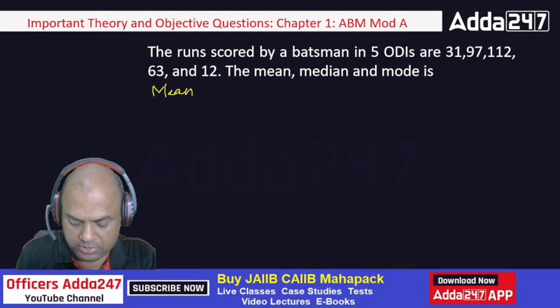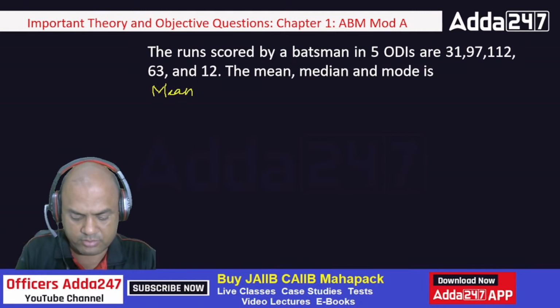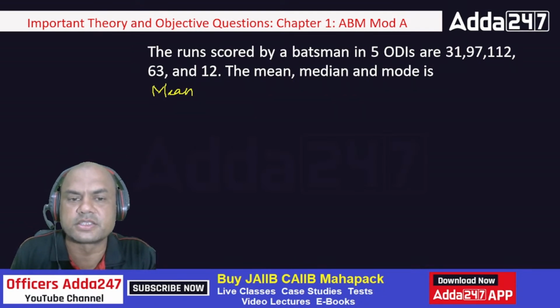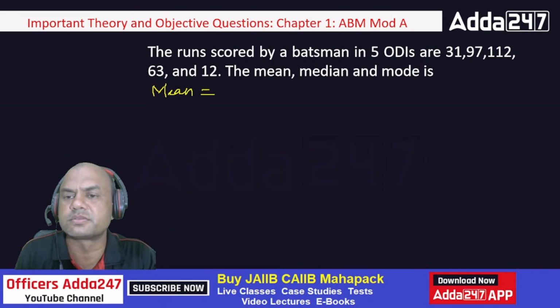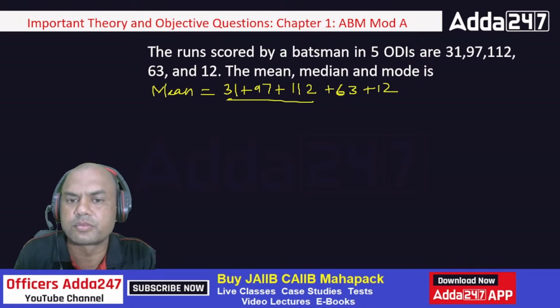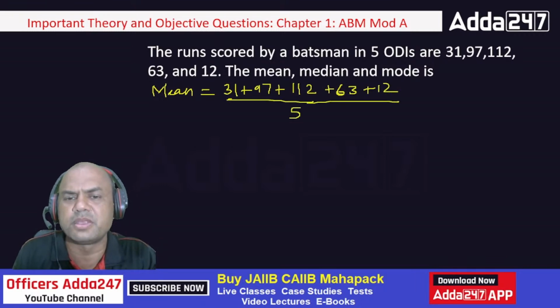How to solve this for mean? See this. In mean, what do we do? Mean equals addition of all the numbers: 31 plus 97 plus 112 plus 63 plus 12, the whole upon 5. So that is mean basically.